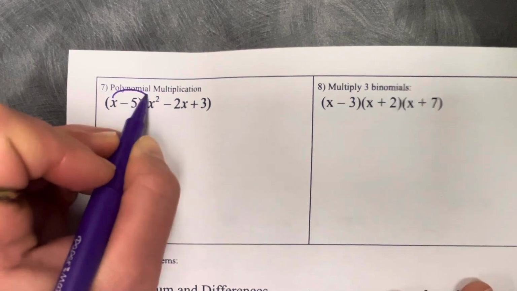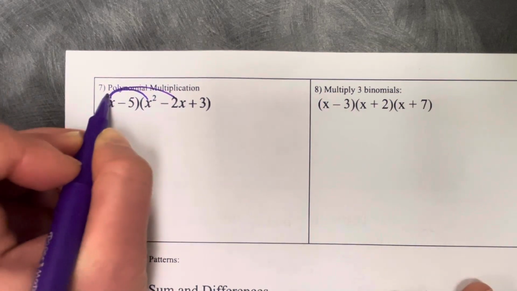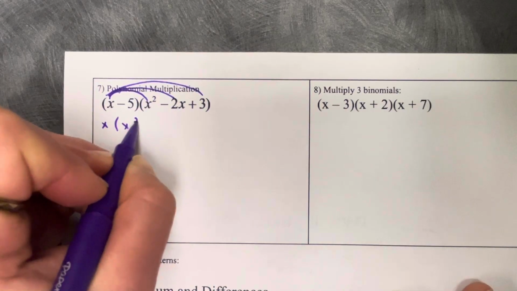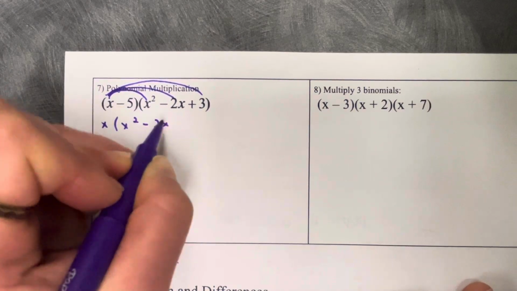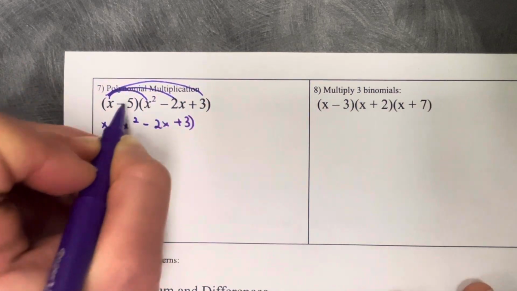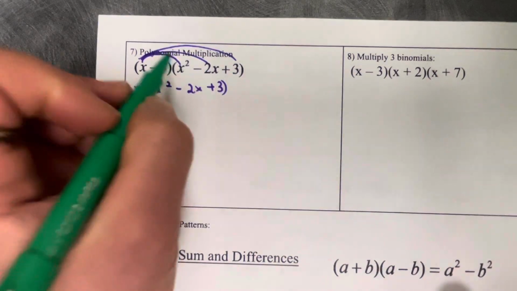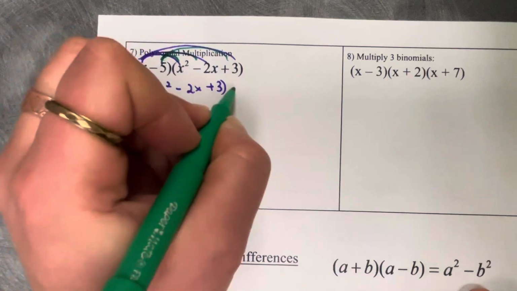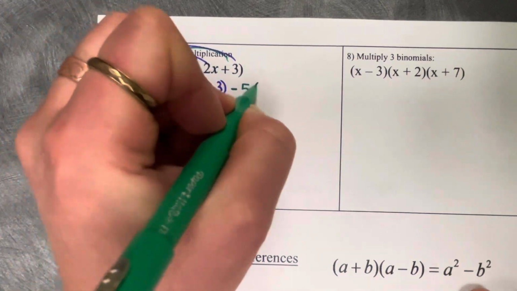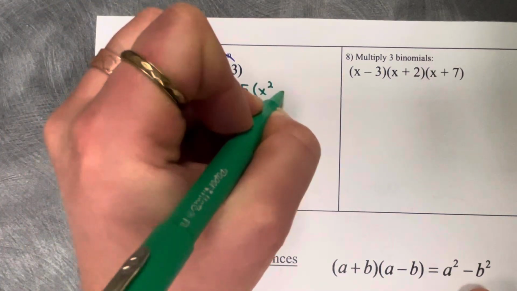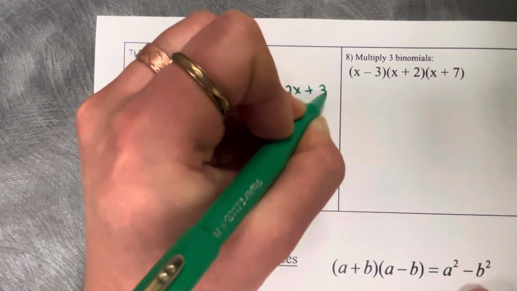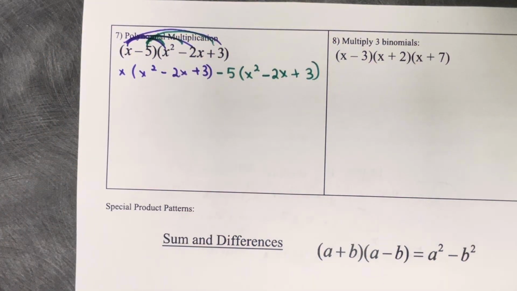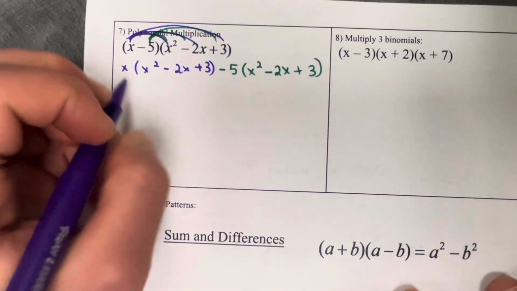So we're going to distribute x to everything in the second parentheses. Let's write that out. X times x squared minus 2x plus 3. And then we're going to do everything multiplied with negative 5. So minus 5 times x squared minus 2x plus 3. And now we can distribute, finish that problem, and combine like terms.